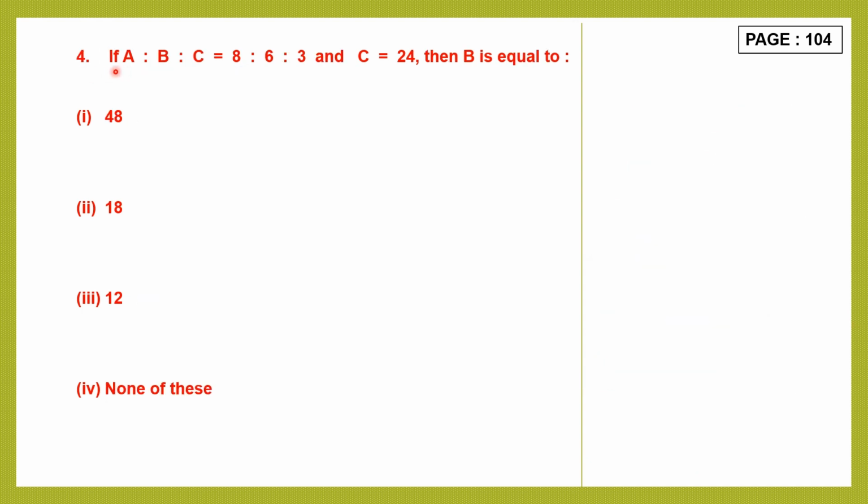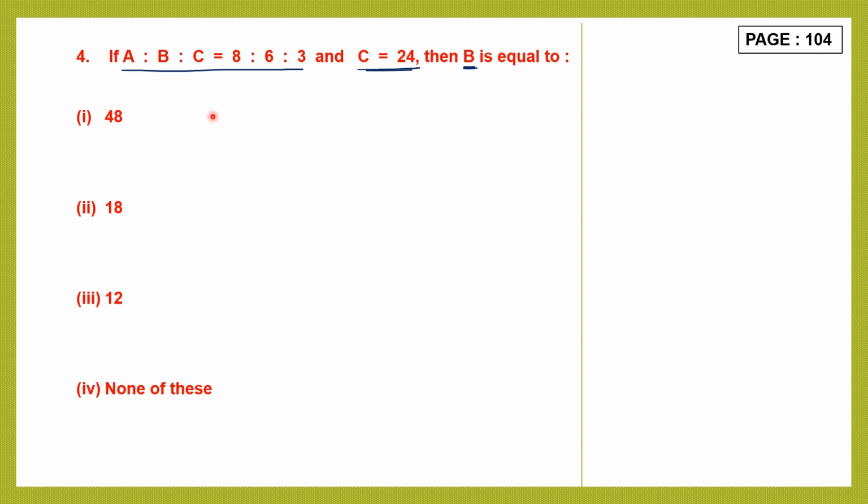Question 4. If A is to B is to C is 8 is to 6 is to 3, so this is the ratio given to us, and we are told the value of C, we have to find what the value of B is. What is it equal to? Is it 48 or 18 or 12 or is it none of these?